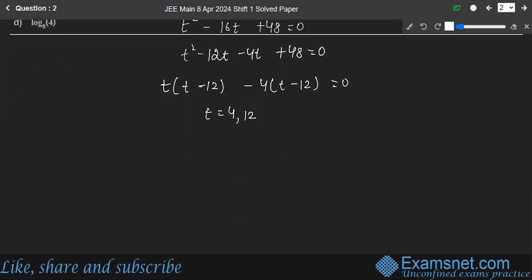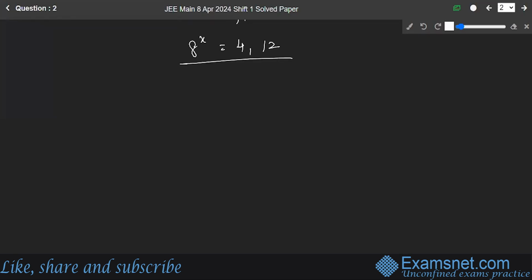So what was your t? That was 8 raised to power x. That may be equal to 4 or 12. So let's do one thing. How can this be written? This can be written as x = log to the base 8 of 4, or x = log to the base 8 of 12, right?